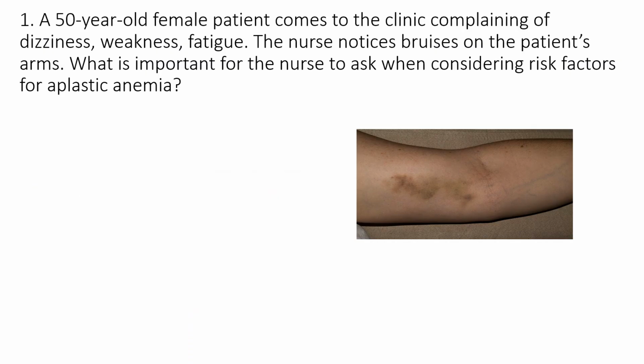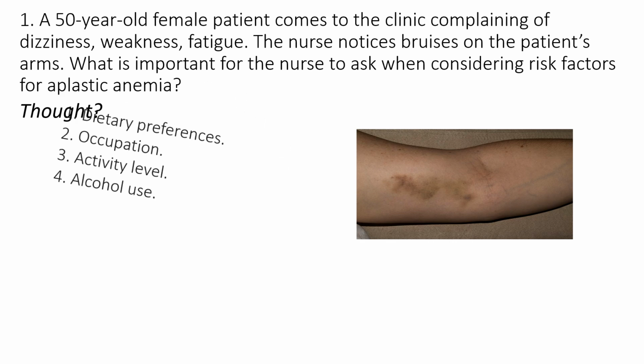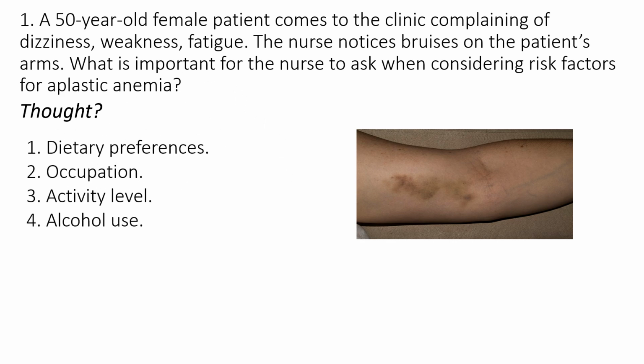Question number 1. A 50-year-old female patient comes to the clinic complaining of dizziness, weakness, fatigue. The nurse notices bruises on the patient's arms. What is important for the nurse to ask when considering the risk factors for aplastic anemia? Is the answer number 1, dietary preferences, number 2, occupation, number 3, activity level, or number 4, alcohol use? So the answer here is number 2.